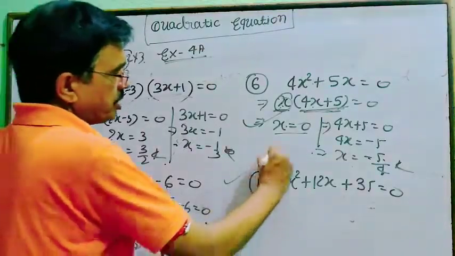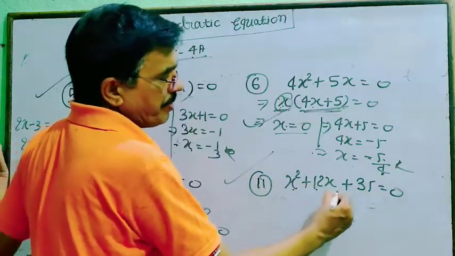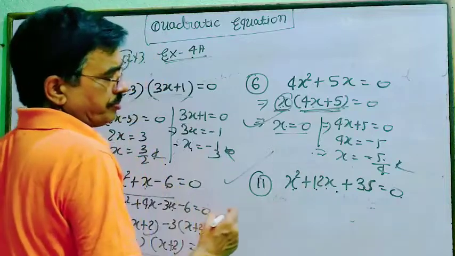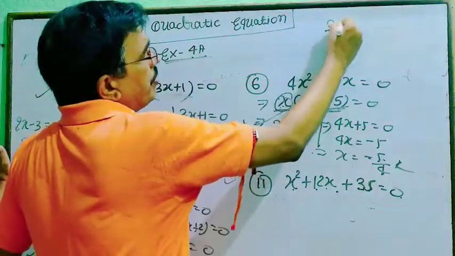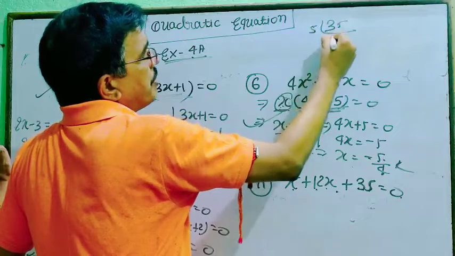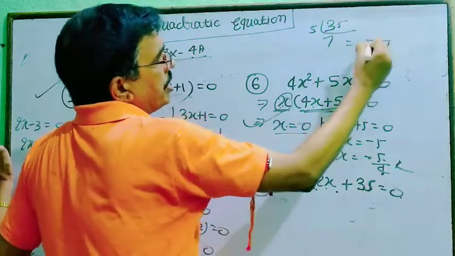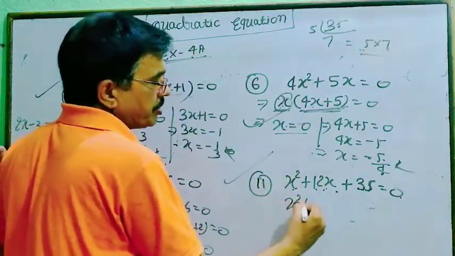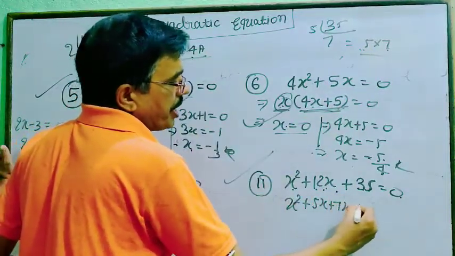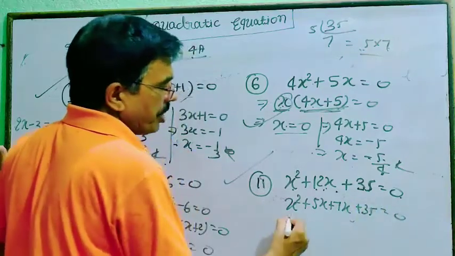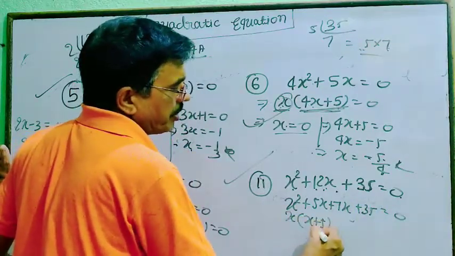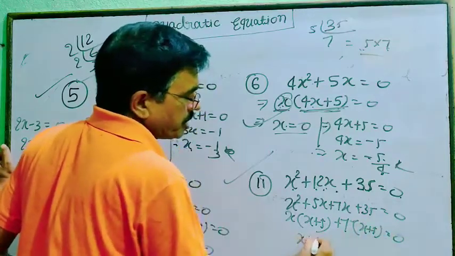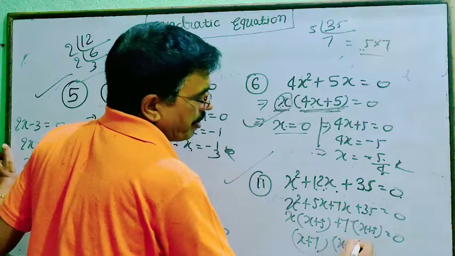Similarly, here is question number 11. That is x square plus 12x plus 35 is equal to 0. Here is 35 and here is 12. So if you split 35, then it is 5 and 7, that is you get 5 into 7. It is 35. When you add 5 and 7, then you get 12. Then it is x square plus 5x plus 7x plus 35 is equal to 0. You take x as common, then it is x plus 5. You take 7 as common, then x plus 5 is equal to 0. So it is x plus 7 and x plus 5 is equal to 0.